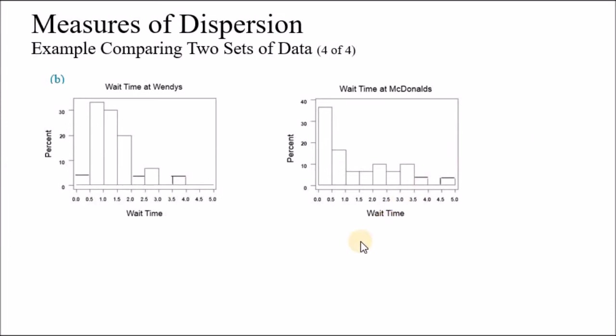And here are the two histograms that represent both sets of data. This is the histogram for the wait time at Wendy's, and this is the wait time at McDonald's. And you can notice that the wait time at Wendy's is less spread, but the wait time at McDonald's, our data is spread out a little bit more than the wait time at Wendy's. And we will discuss this deeply when we go into the concept of measuring the dispersion of the data.